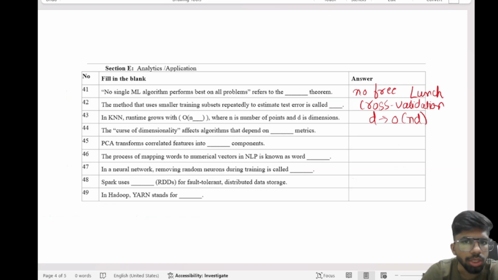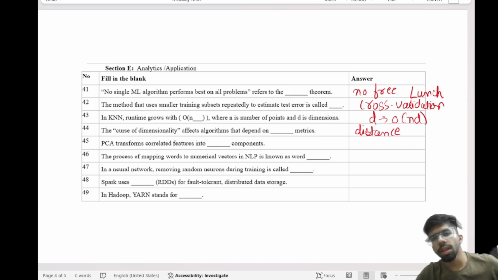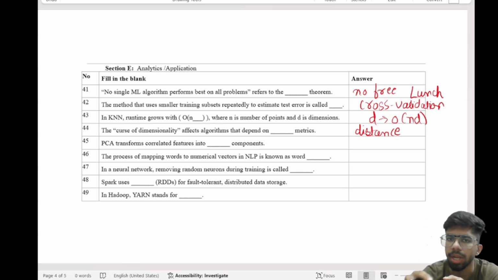Moving on to the next question: the curse of dimensionality affects algorithms that depend on a dash metric. So the answer is distance. As dimension increases, distances between points become less meaningful, all points become equally far apart, and distance-based algorithms break down. The algorithms usually affected by this are KNN, K-means, DBSCAN, clustering models, and many similarity-based ML methods. This phenomenon is called the curse of dimensionality.